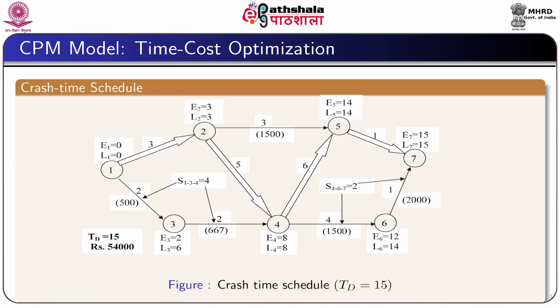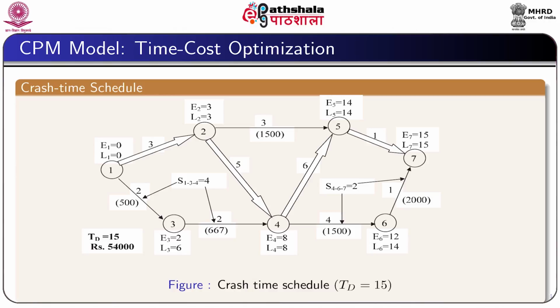Now, if we consider the crash time instead of the normal time, then proceeding similarly as in the previous case, from forward pass computation as well as backward pass computation, we can find the critical path 1, 2, 4, 5, 7, the same critical path, but the schedule time here T D equal to 15 and the total cost of the project is 54,000.